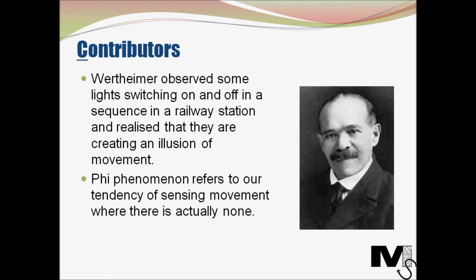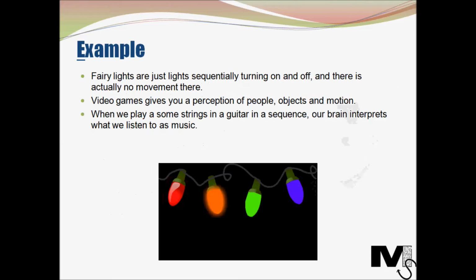When you see sequential fairy lights, you get an illusion that light is moving from one corner to the other, right? It's however just lights sequentially turning on and off, and there is actually no real movement there. It's just our brain interpreting a sequence of lights turning on and off as a movement and making it look better and more satisfying than it actually is.